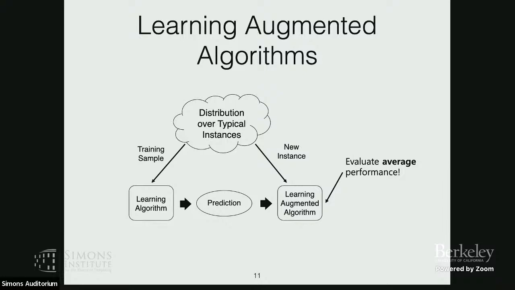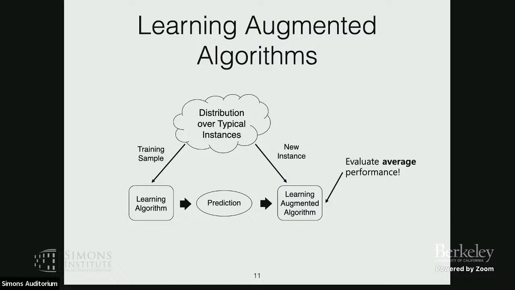So say I'm scheduling jobs, right? I've seen the jobs from yesterday, the day before that, etc. That's my training sample. It gets fed into some prediction algorithm, right? Predicts a parameter. And then my learning augmented algorithm takes that parameter as input, right? And now you see a new instance drawn from the distribution, and you tailor yourself to that instance.